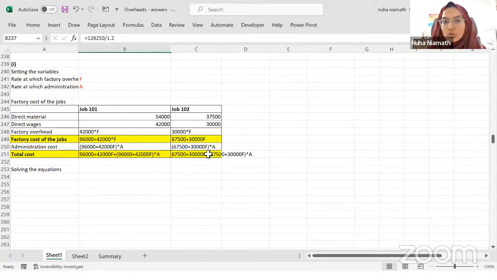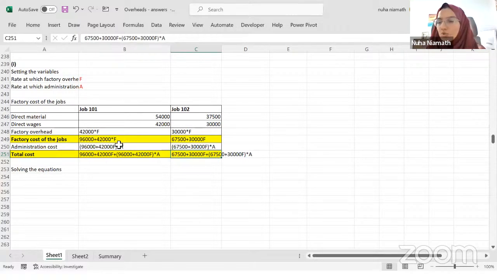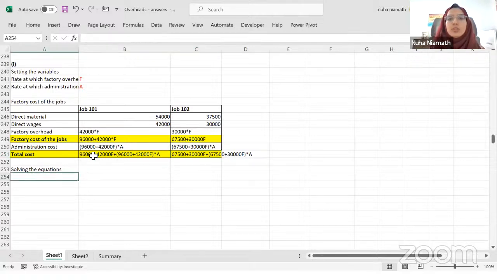Ma'am, last total cost. See, total cost is what? Factory cost plus admin cost, right? Factory cost is nothing but DM plus DW plus factory overheads. So we're just adding everything up and we're coming at total cost. So 96,000 plus 42,000 F plus 96,000 plus 42,000 F into A. That will give me my total cost. Clear? So now let's put these equations and total it to the total cost.